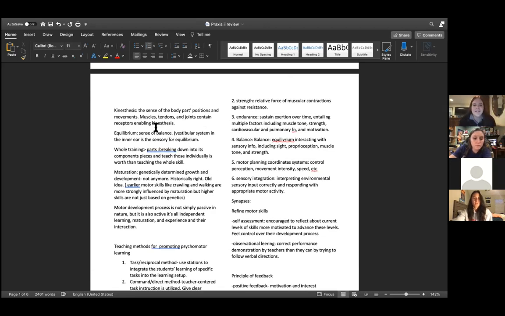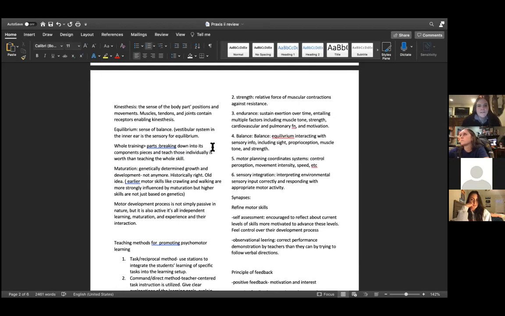Is that kinesthesis? The sense of the body part, positions and movements. Muscles, tendons, and joints contain receptors enabling kinesthesis. Equilibrium, sense of balance, vestibular system in the inner ear is the sensory for equilibrium.